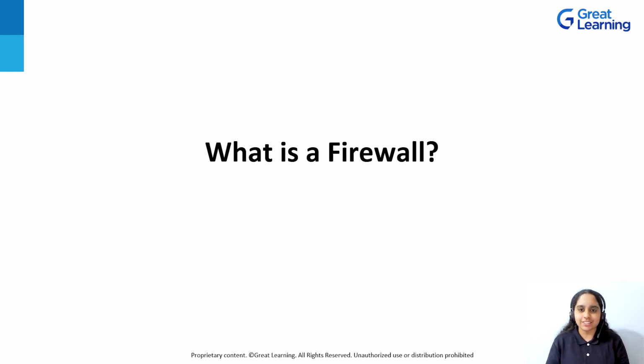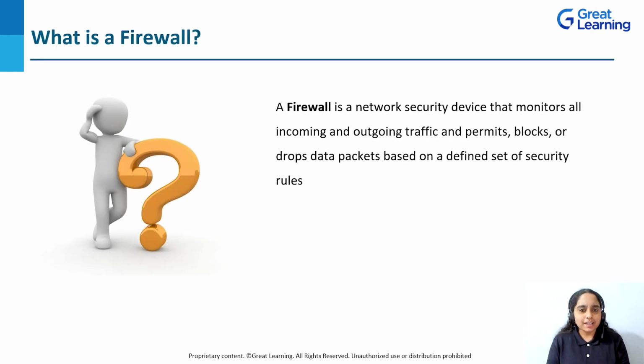modification, or destruction. Now let's look at the definition of firewall. Firewall is a network security device that monitors all the incoming and outgoing traffic and permits, blocks, or drops data packets based on a defined set of security rules. Firewall establishes a barrier between your internal network and the incoming traffic from an untrusted source such as the internet to block the malicious traffic such as viruses and hacking.